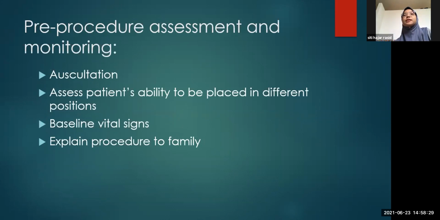The pre-procedure assessment and monitoring. First, we should auscultate the patient's chest to find out any additional sounds such as rhonchi and also crepitations. Assess the patient's ability to be placed in different positions, whether the patient is comfortable or not. The baseline vital signs such as heart rate, respiratory rate, blood pressure, and also oxygen saturation. And explain the procedure to the family regarding the benefit, risk, and also complications. Okay, next slide.